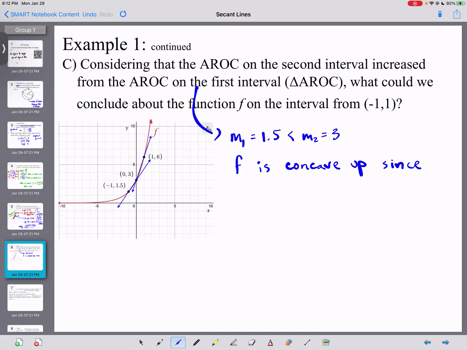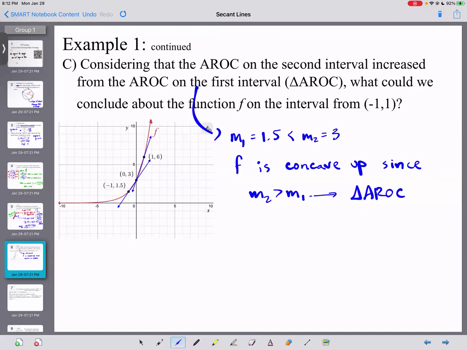Since M2, which was a later interval, was greater than M1, we called this, if you remember, delta A rock. Hang on one second. Here we go. Let me take it away. We called this delta A rock in class.